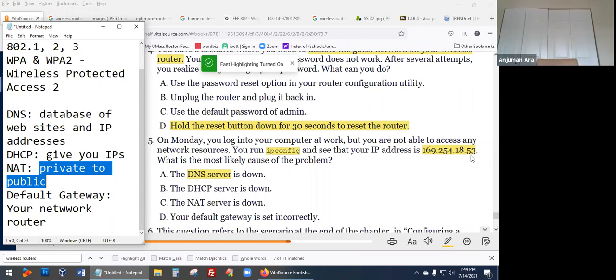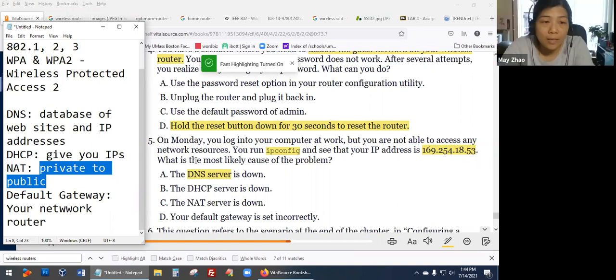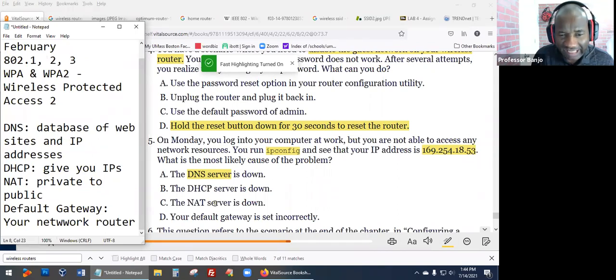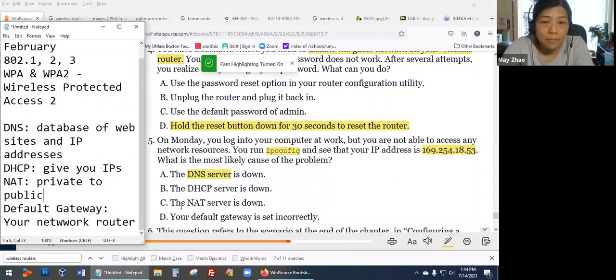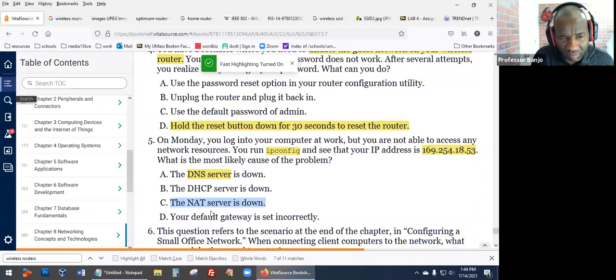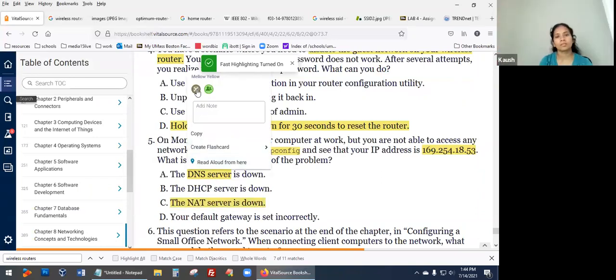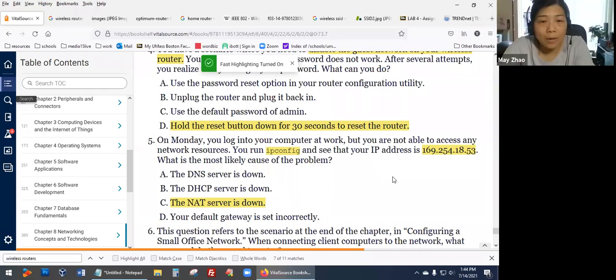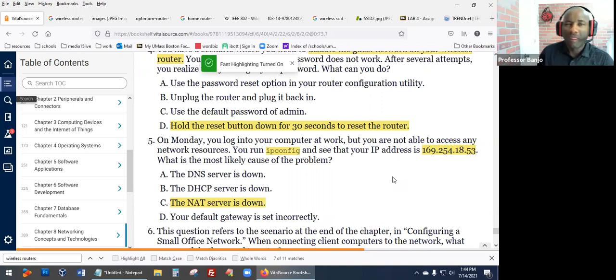Yeah, I think it's C. You think it's C? The NAT server is down? Why is it going to be there? What does it have to do with network address translation? You already have the IP address, but okay.